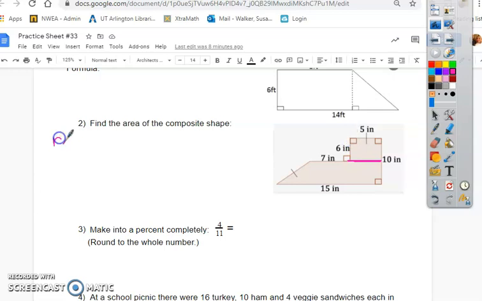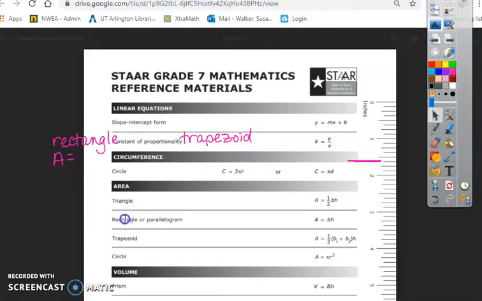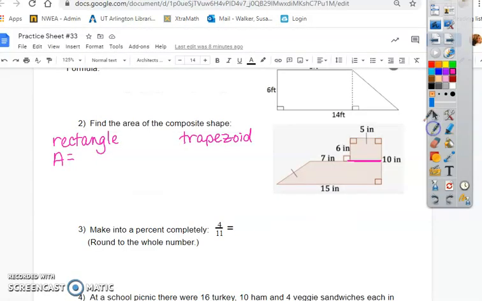So I'm going to put rectangle and trapezoid. I'm going to find each area and then I'm going to add it up, right? So the rectangle, A equals, hopefully we know that, rectangle BH, base times height. Here's my rectangle, guys. This number, base and height.